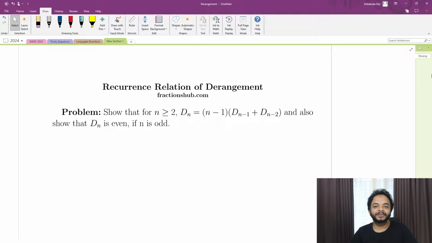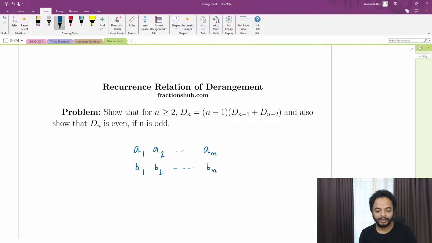So in this video we are going to discuss the recurrence relation of derangement. So what is basically a derangement? Suppose you have numbers a1, a2, dot dot dot till an. So you have n numbers and now you are taking a permutation of them, let's say b1, b2, dot dot dot till bn. Now the question is how many permutations are possible. Suppose you have n distinct numbers, so n factorial permutations are possible, right?